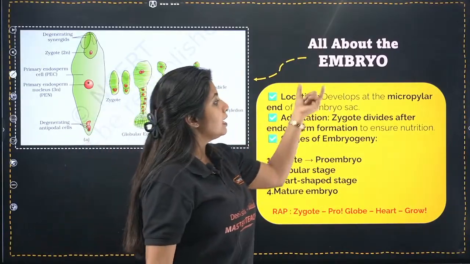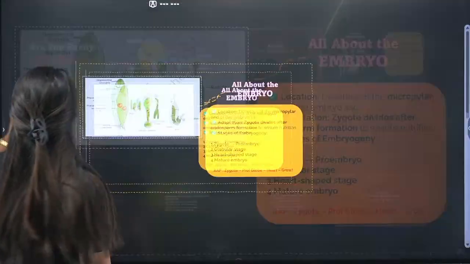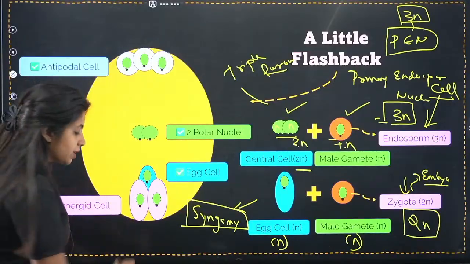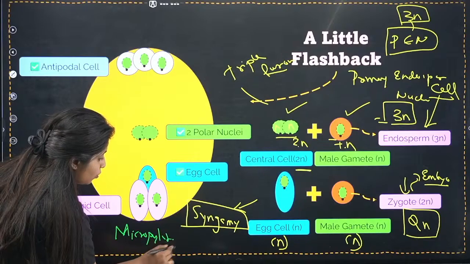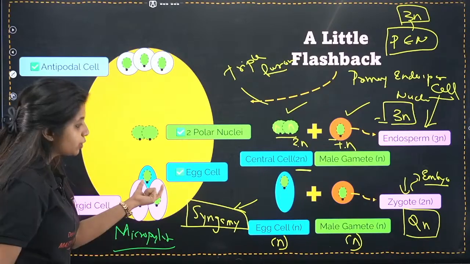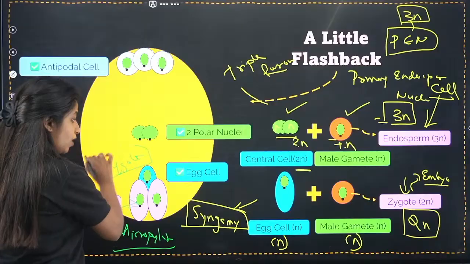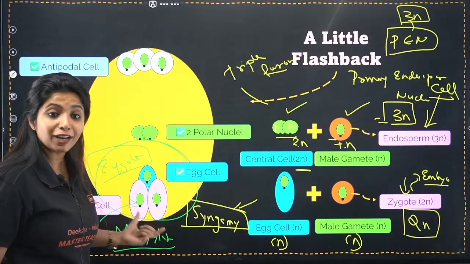What is it? It develops at the micropylar end of the embryo sac. What do you mean by micropylar end? This end where you had the egg cell and the synergids is known as the micropylar end. And the fusion happens over here. This is where you're going to get your zygote. The zygote transforms into embryo. So we'll say the embryo formation happens in the micropylar end.